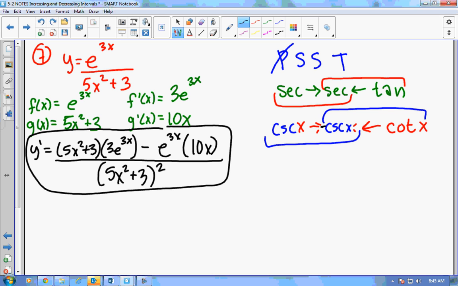Okay, let's find another one to do here. What about number 16?